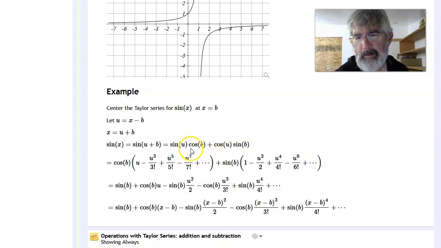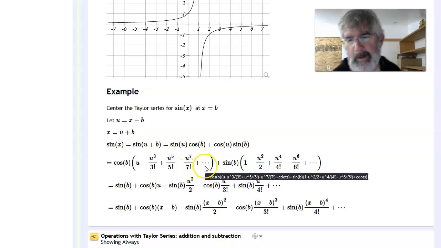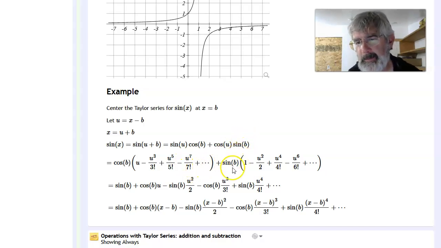So I'm just going to write this cosine b here, and then I'm going to multiply by sine of u, but I'm going to use the Taylor series, or the Maclaurin series, for the sine of u. That is u minus u cubed over 3 factorial plus u to the 5th over 5 factorial minus u to the 7th over 7 factorial plus, and so on. And then here I've got a sine b, so that's there.